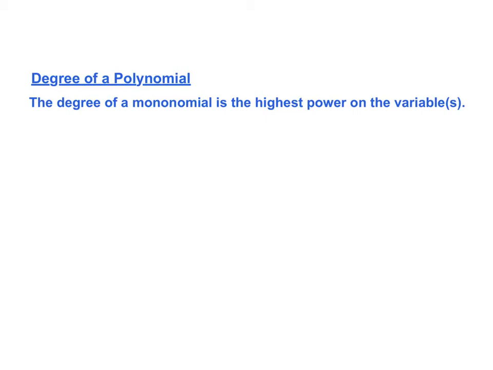Degree. Degree of a monomial. It's the highest power on the variable. That's all degree is. Highest power on the variable. And we talked a little bit about it with quadratics. The highest power for a quadratic was 2. Quadratics have degree 2. Linear have degree 1. So, in these cases, what is the degree of this term? 2. What's the degree of this term? 5. What's the degree of this term? 3. That's the degree.